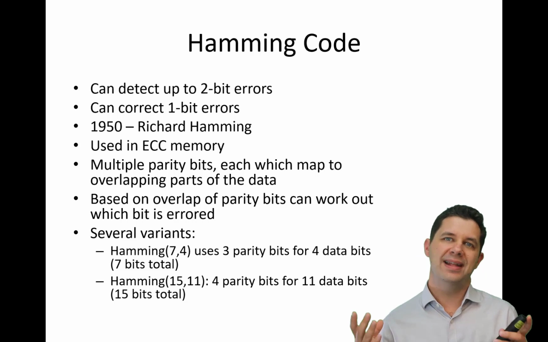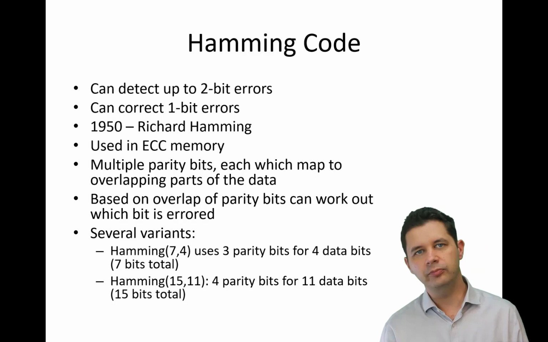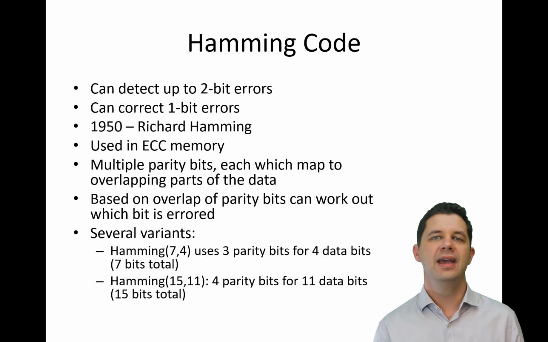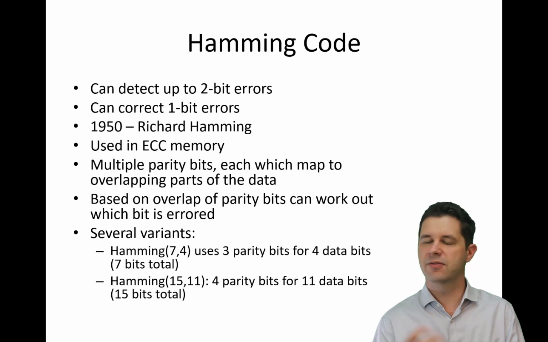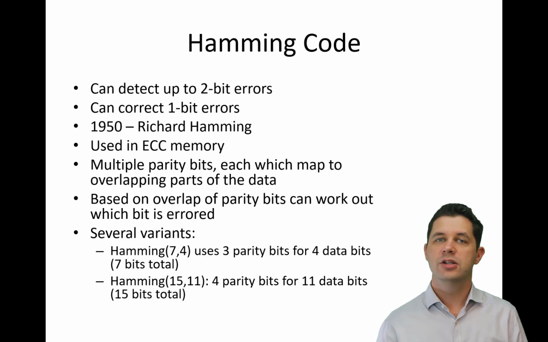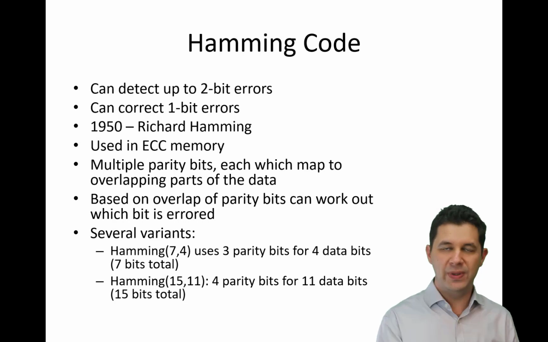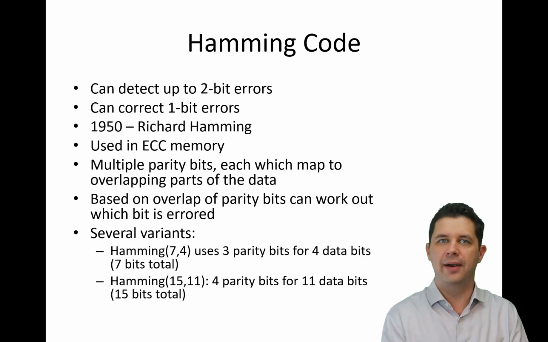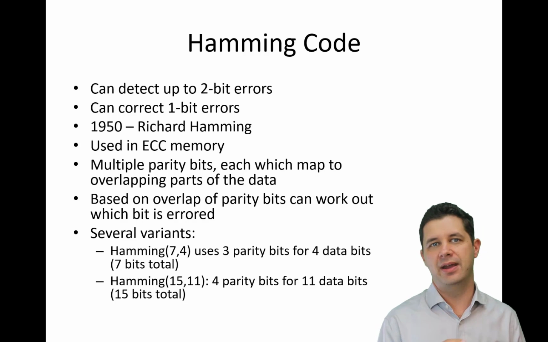Now, I mentioned that sending it 3 times wasn't very efficient. In contrast, Hamming code is a much more efficient way to do things. And there's a few different varieties of Hamming codes. Hamming codes can detect 2-bit errors. Before we could only detect a 1-bit error, and it can correct 1-bit errors.